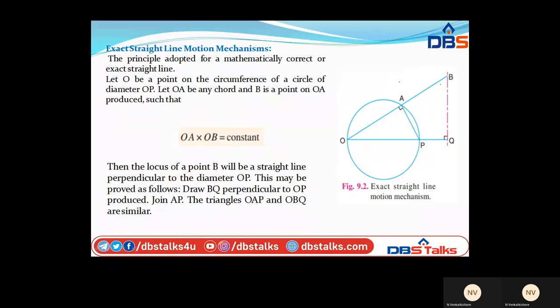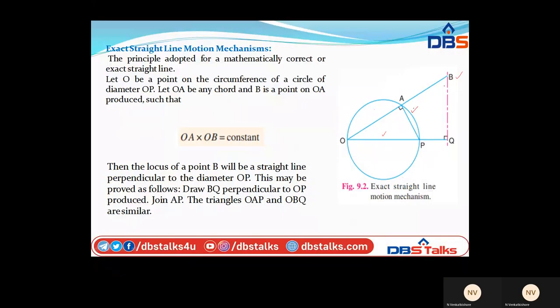So the point B will form the straight line, which is perpendicular to the diameter OP. This may be proved. For the proof, let us draw BQ, a perpendicular line to OP. So we are drawing a perpendicular line BQ, which is perpendicular to the OP extension. OP is the diameter of the circle. Then join the AP.